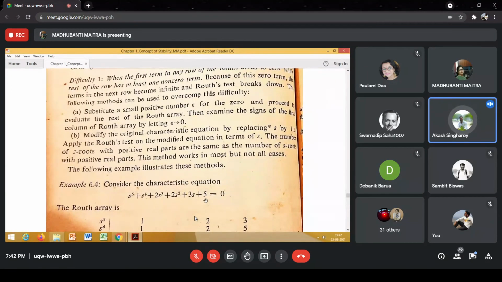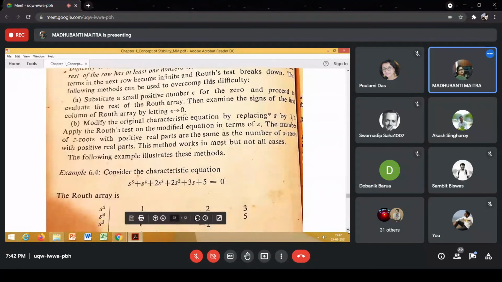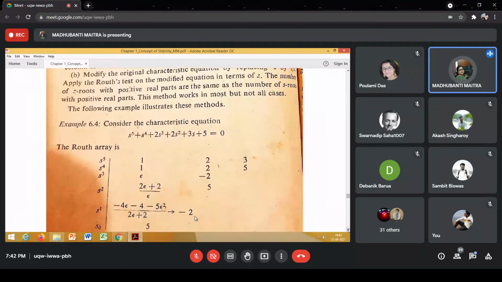So in the third row, the first element will be 0. The first element is 0. For the time being, just ignore this symbol epsilon. Here we are getting a 0, right? Yes, ma'am. So the first element is 0. So what will be the problem? Since this is 0, we will not be able to compute the rest of the terms of this particular array, isn't it?